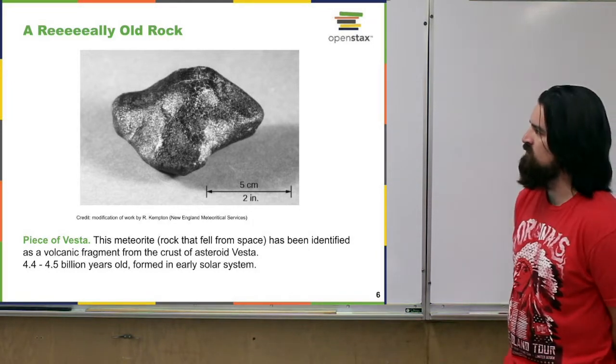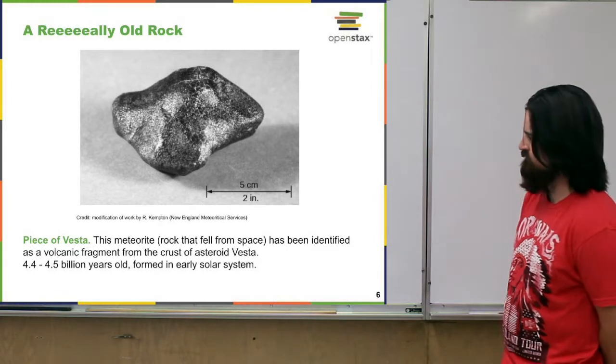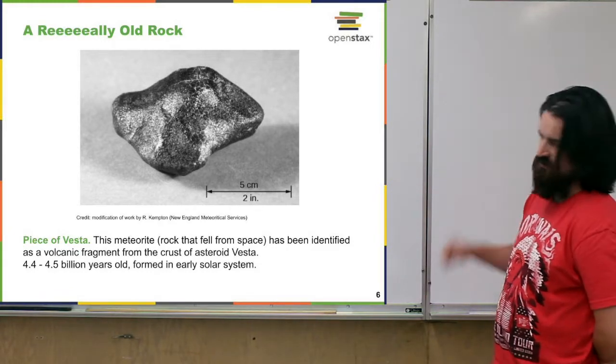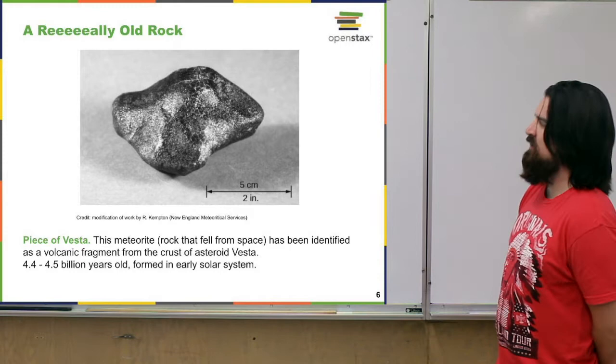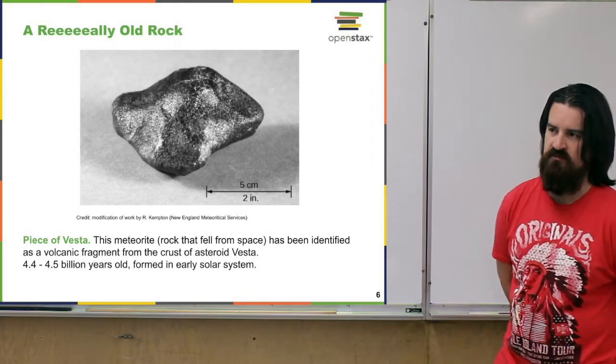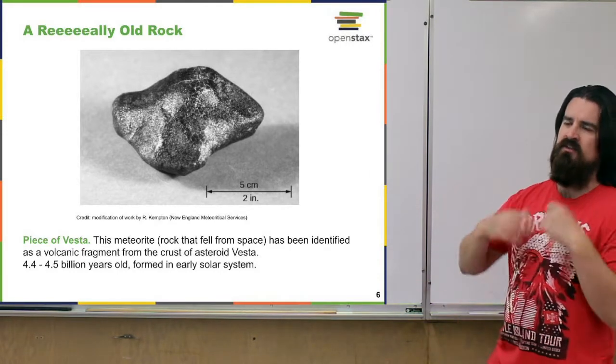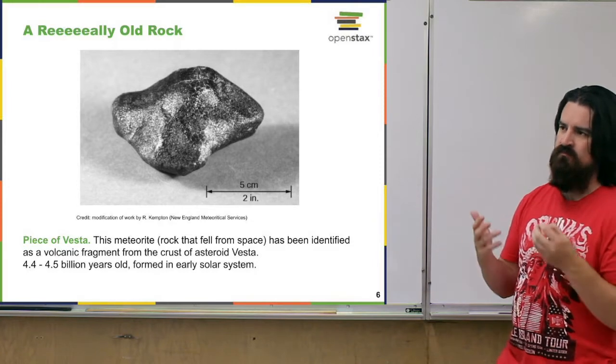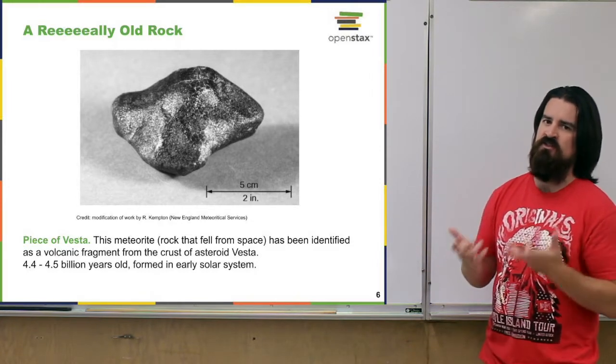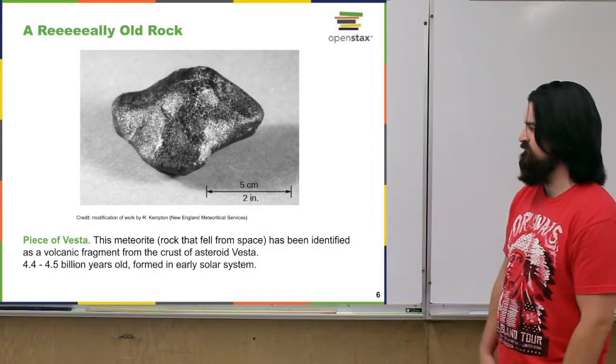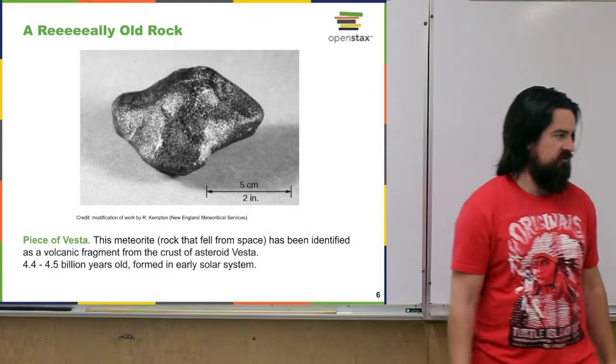So it formed in the very early solar system, giving us an indication that Vesta, its parent, where it came from, also formed in the very early solar system. And again, reiterating that most of these asteroids seem to have been around and not changed much since the very early stage of the solar system.